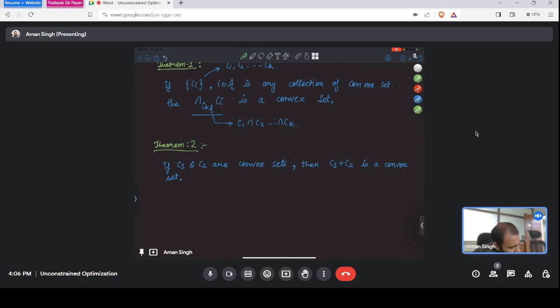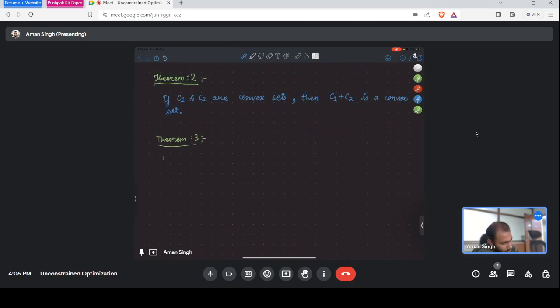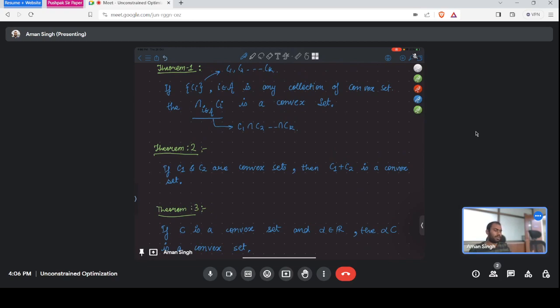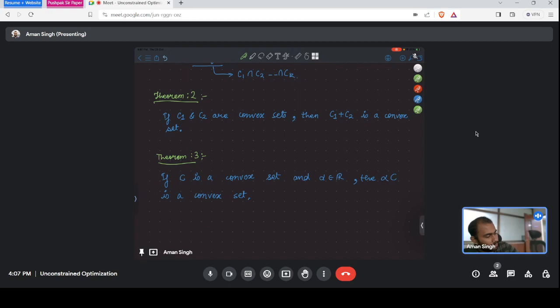So these are basically results. Theorem 3 says that if C is a convex set and alpha is some real number, then the scalar multiple set alpha C is also convex. So if you have any two convex sets, their intersection is also a convex set, their sum is also a convex set, and their scalar multiple is also a convex set. So it's a very good property to have for convex sets.